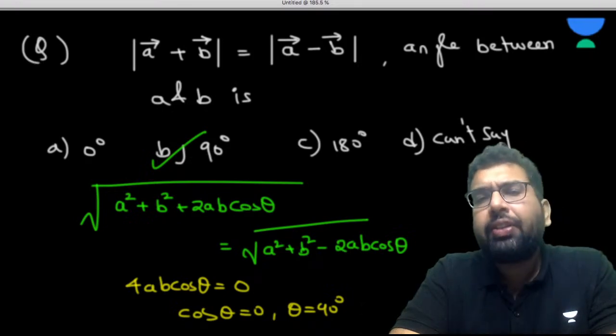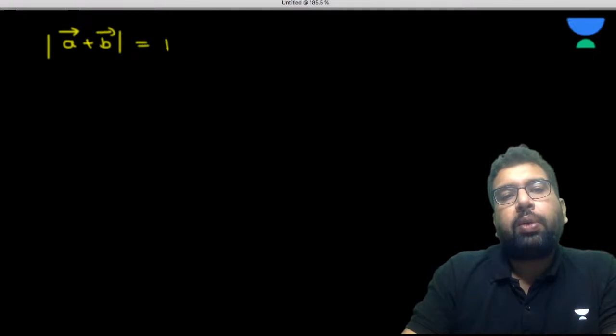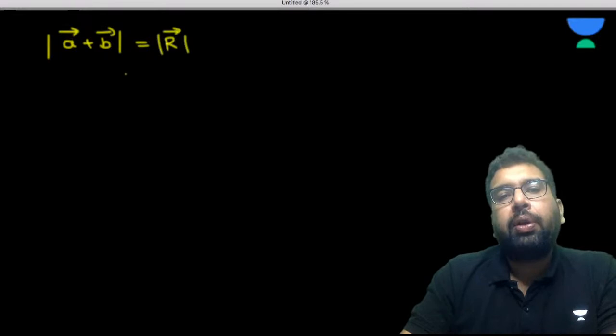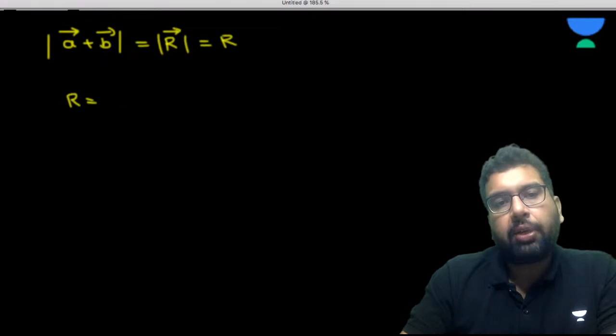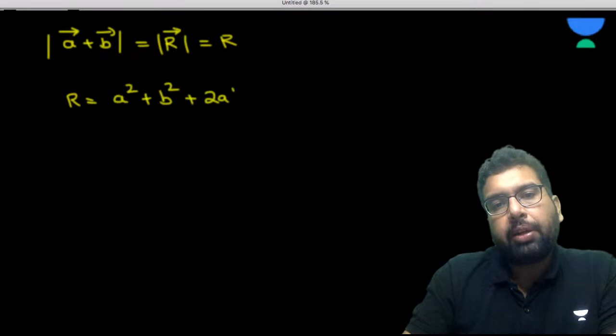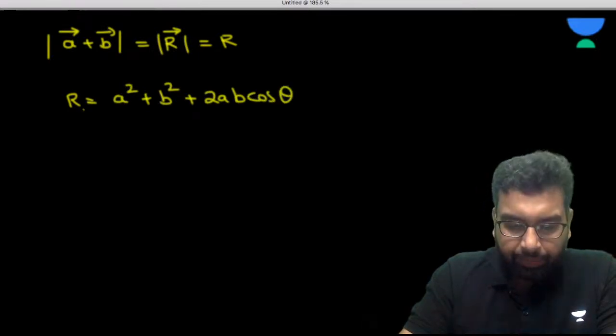Okay. Now if this way you didn't get, don't worry. See, let me do it slowly. Now if two vectors are added, let's suppose they are going to get a resultant R, and if I write this magnitude, that is R. Now do you believe that this R is going to be A square plus B square plus 2AB cos theta? Do you agree to it, beta?